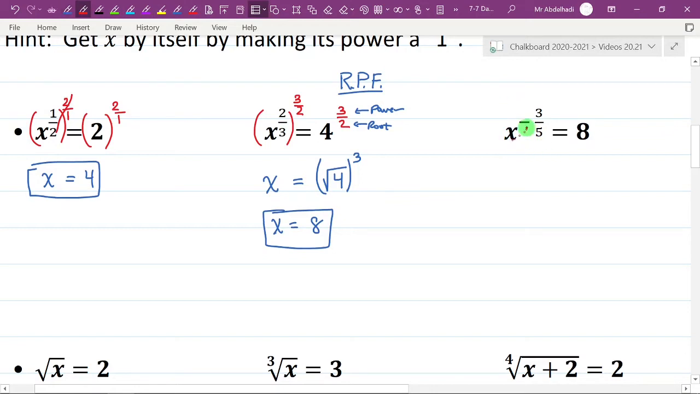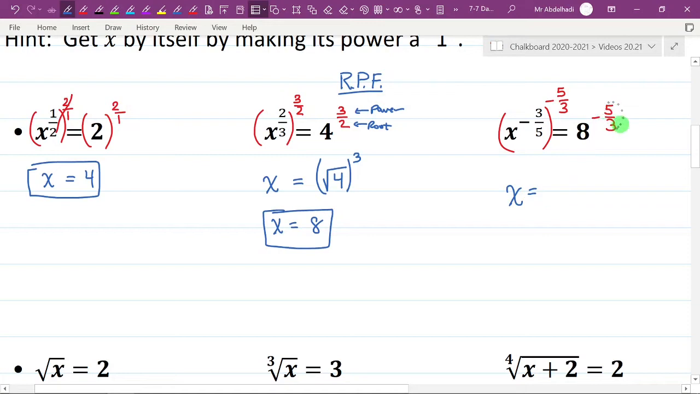Okay, how about this one? x to the power of -3/5. Okay, well, not a problem. Do you know what the multiplicative inverse of -3/5 is? Yeah, it's -5/3. And if you do that to one side, you better do it to both sides. So this is going to be 8 to the power of -5/3 now. As long as you do it to both sides, it's balanced, it's good. The -5/3 cancels out the -3/5. They become a 1. This becomes x to the 1st power, which is just x.